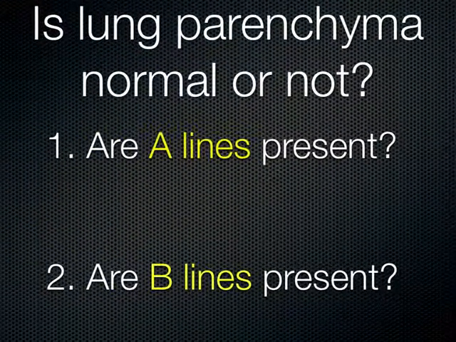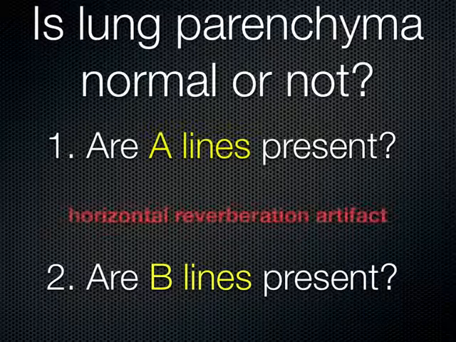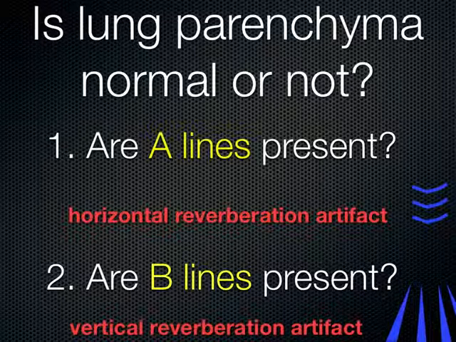So going back to the 2 fundamental questions: is the lung parenchyma normal or not? And the underlying questions that you're essentially asking are: are A lines present and are B lines present? It is the evaluation of these artifacts, created by the interfaces with different acoustical impedances, that gives you clues to what the underlying lung pathology may be. A lines, again, as a reminder, are horizontal reverberation artifact. B lines are vertical reverberation artifact.